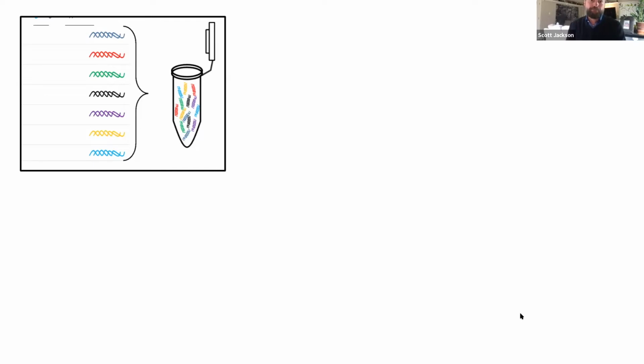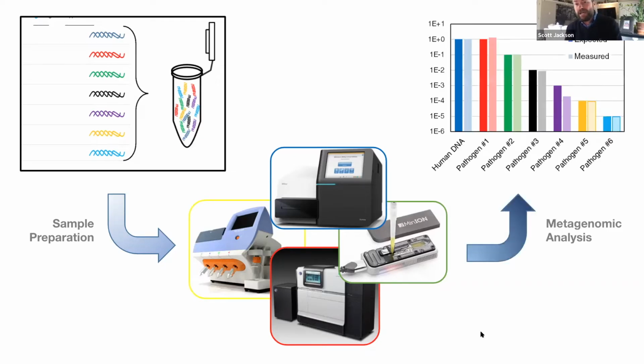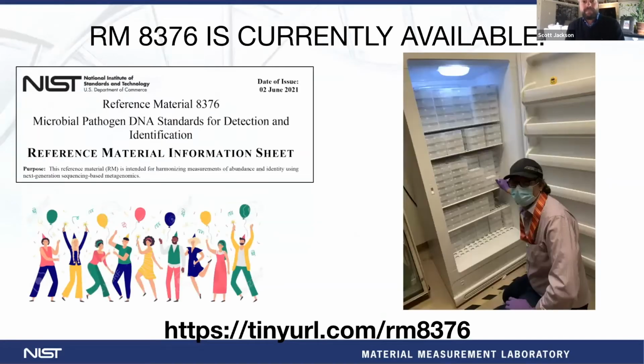So once you've produced your complex mixture of genomic DNA that is ground truth, you can run it through your favorite next-gen sequencing platform. And the results that come out, you can compare the expected result to the measured result. So this is known as RM8376.